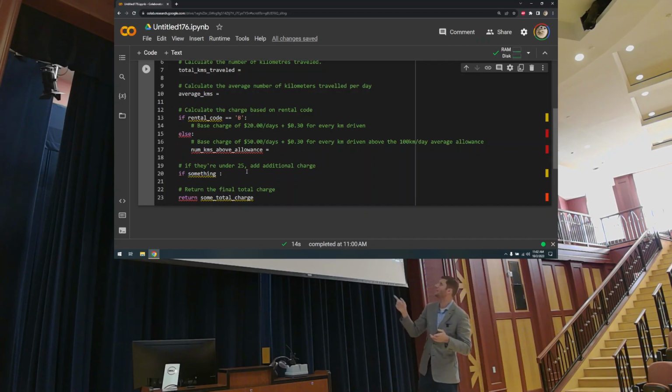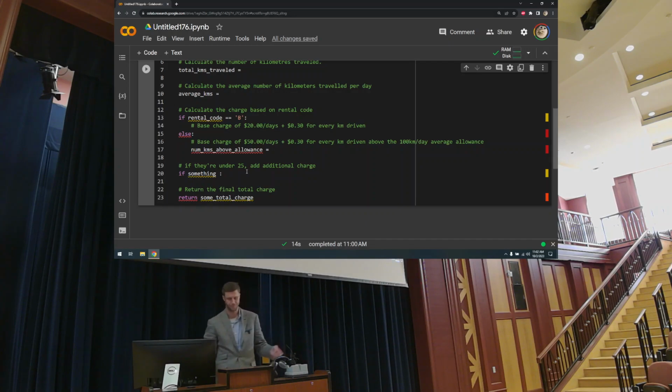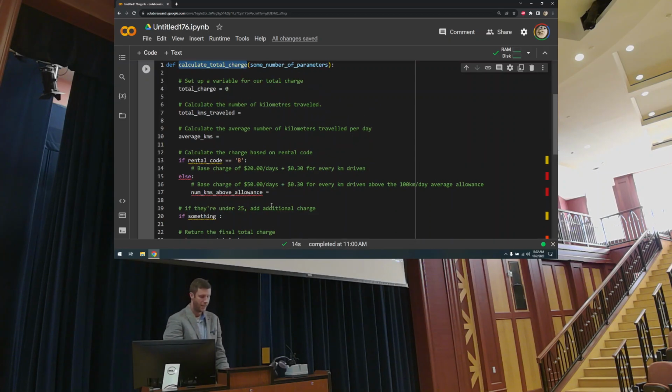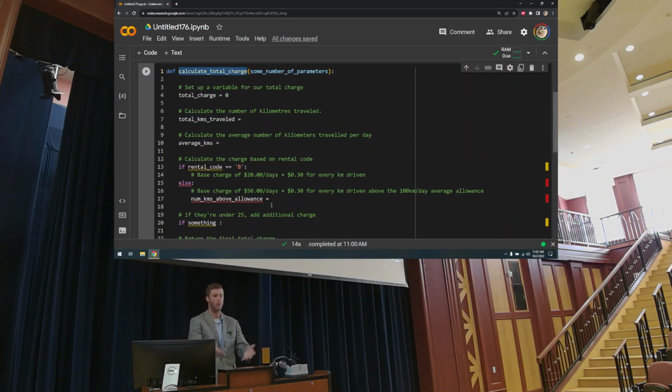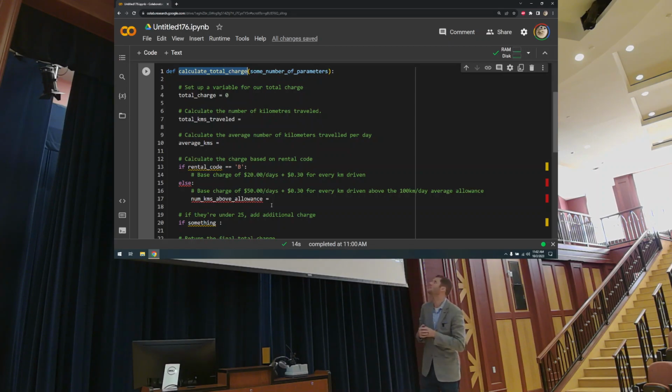And then finally, we have to do some check to see if they're under 25, because that's the rule. If they're under 25, they get an extra 10 bucks a day. And then finally, return the total charge. This is just a skeleton layout. Obviously, there's no functioning code in there yet. It's just laid out for me such that it's helping me break down the problem into smaller problems.